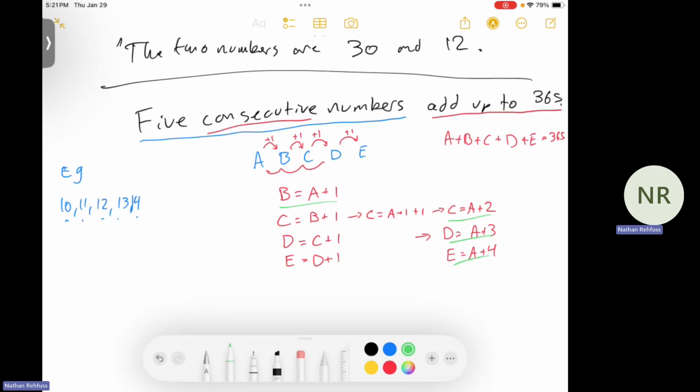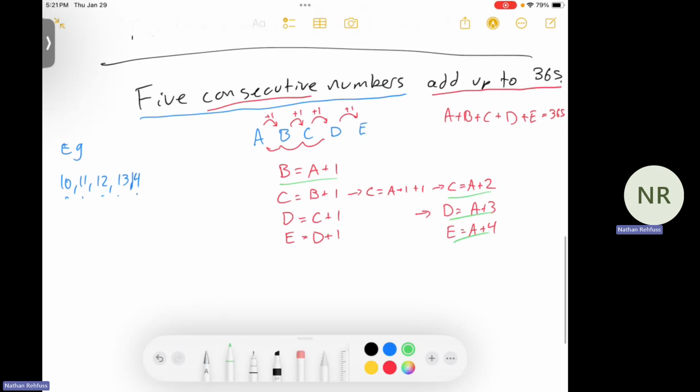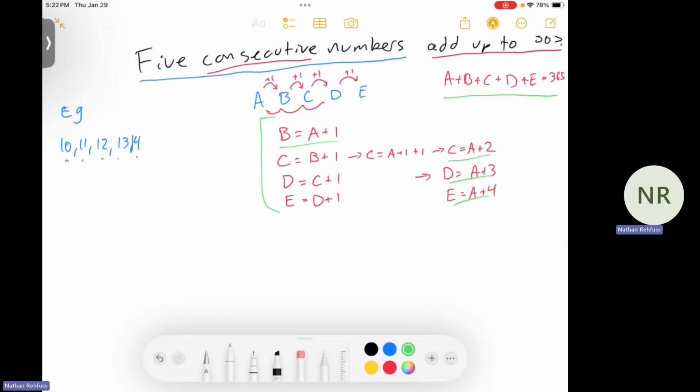So I need to rewrite all unknowns in terms of one variable. I've done so. Now I want to get this down to one equation for that one variable. I've used all of this to write everything in terms of A. The only thing left to use is this. It says A plus B plus C plus D plus E is 365. I'm just going to rewrite it.